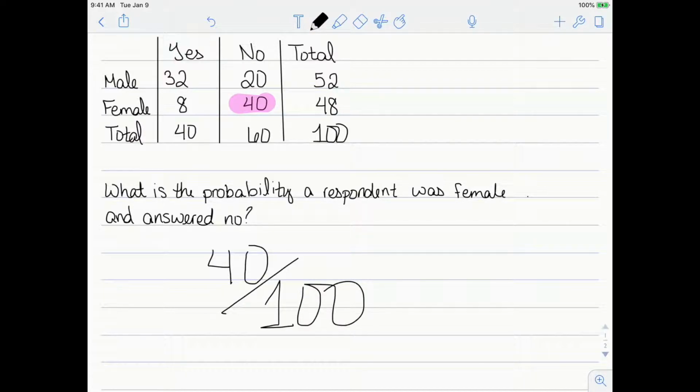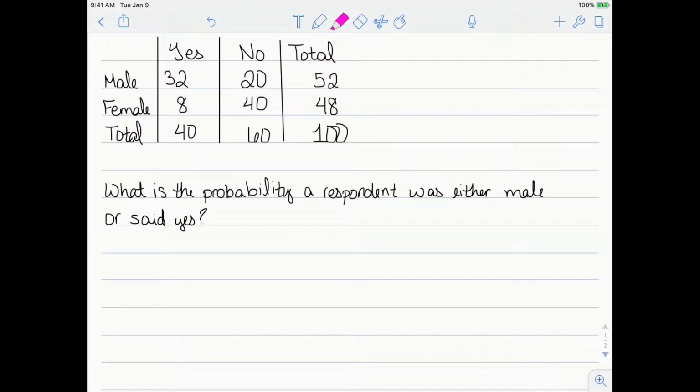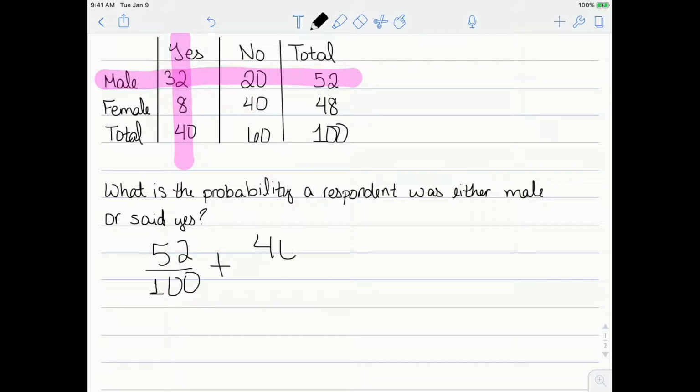Next, I want to know the probability that a respondent was either male or answered yes to this survey. Well, if I want to consider the males, we see that we have 52 of those out of a total of 100. I also want to count these people if they answered yes. So we can see that there are 40 of those out of a total of 100.